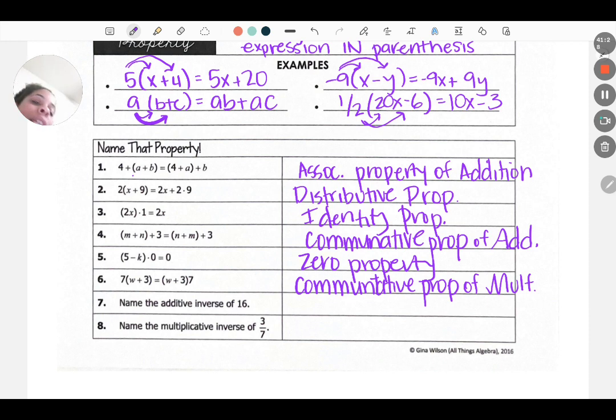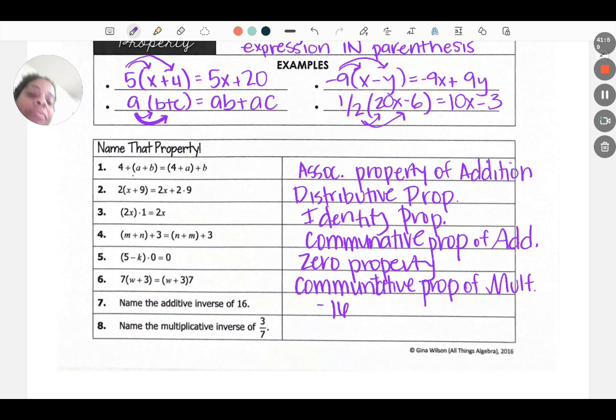So they communicated differently. All right, name the additive inverse of 16. The additive inverse. So if we have 16, the inverse of 16 would be a fraction. Oh, no. The additive inverse would be negative 16. We don't have to do a fraction, because if we take 16 and we add negative 16, we cancel each other out.